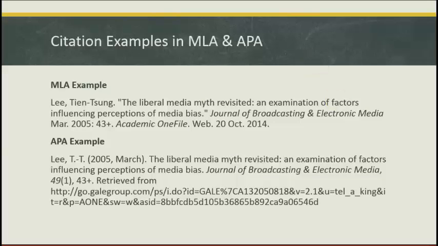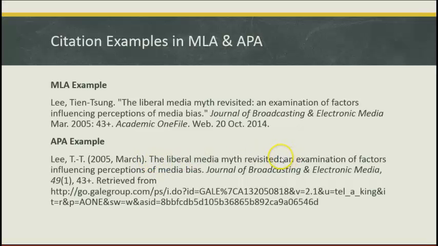So in both of these citations, I'm able to see first and foremost the author. In MLA it spells it out. In APA style I get the last name and the first and middle initial. I'm also able to see when the article was published. It was published in March of 2005. You see that here. The title of the article in the MLA style is in quotation marks. So, "The Liberal Media Myth Revisited: An Examination of Factors Influencing Perceptions of Media Bias." And in the APA example, it's written out.